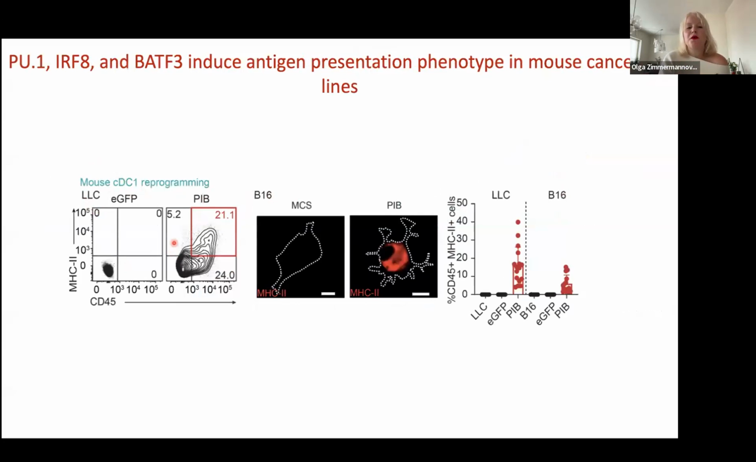And as the markers of reprogramming to the cDC1 lineage, we selected the simultaneous expression of CD45, which marks the transition to the hematopoietic lineage, and the expression of MHC2 as a marker for antigen presentation, because based on our previous publications, we knew that these cells actually reflect well the reprogramming trajectory towards cDC1. And you can see that we managed to induce those reprogrammed cells in both mouse cancer cell lines.